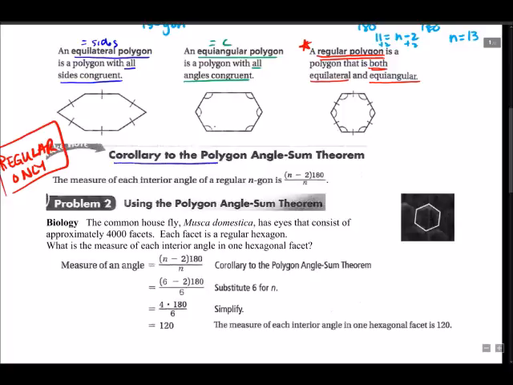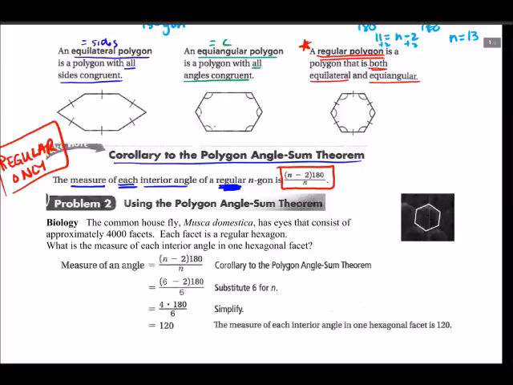So our corollary to the polygon angle sum theorem says the measure of each individual interior angle of a regular n-gon is this formula right here, the quantity of n minus 2 times 180 all divided by n. And this should make perfect sense for you. This is the total, the sum of the interior angles, divided by the number of sides, which is also the number of angles. So this should make perfect sense. Let's look at our example here.